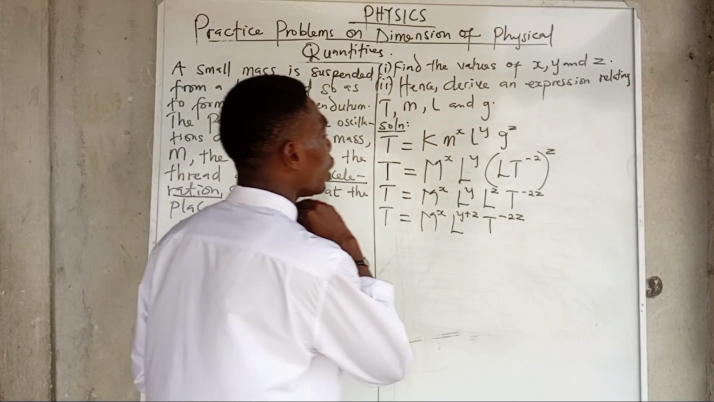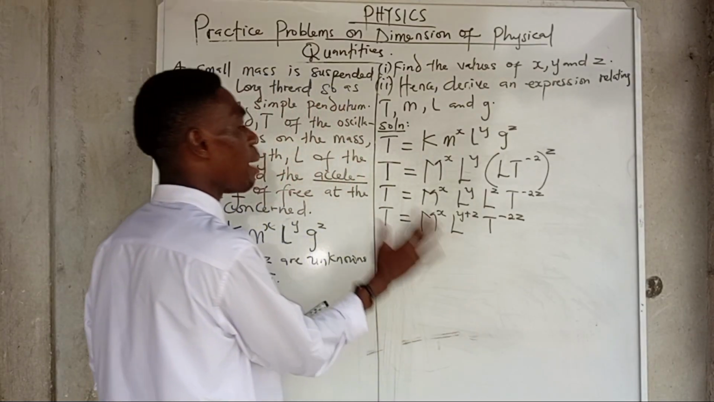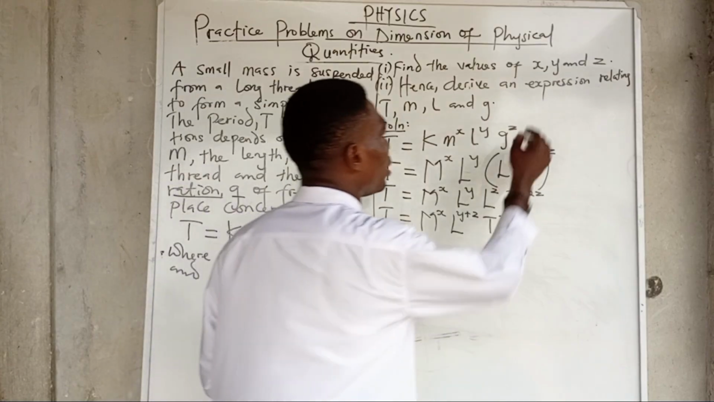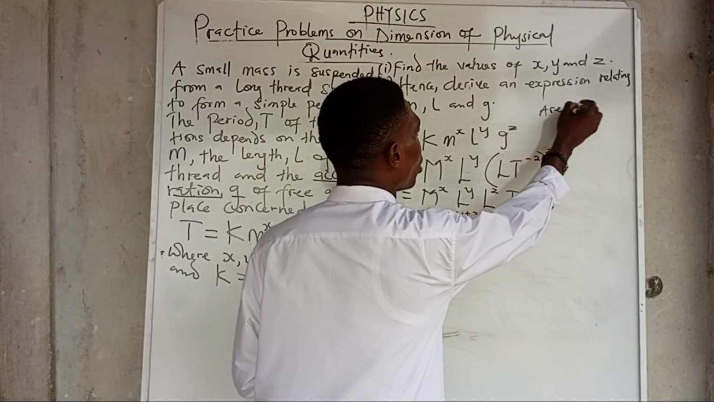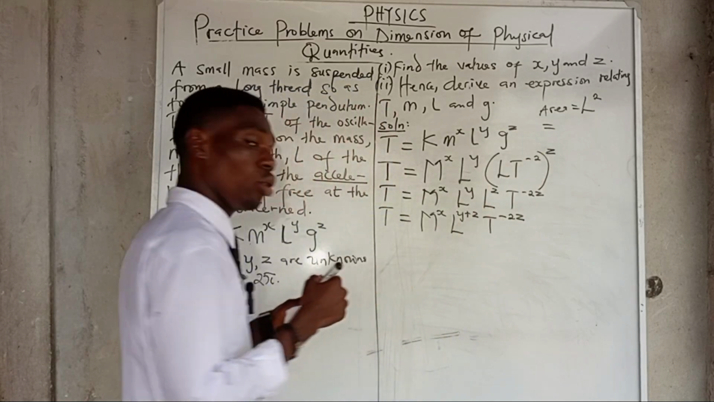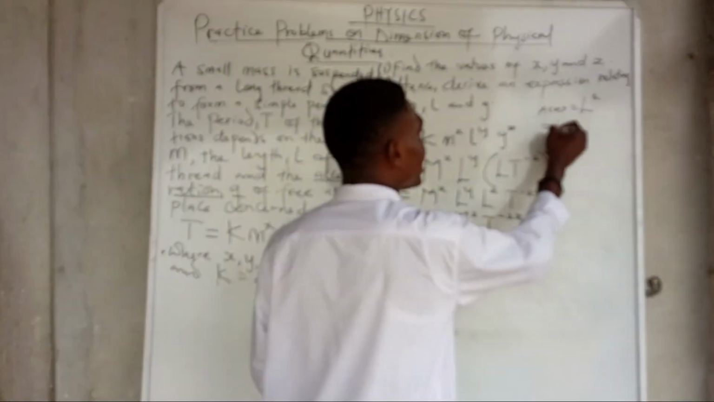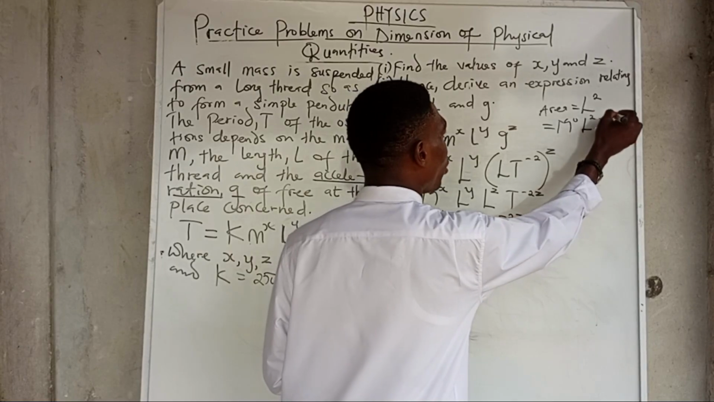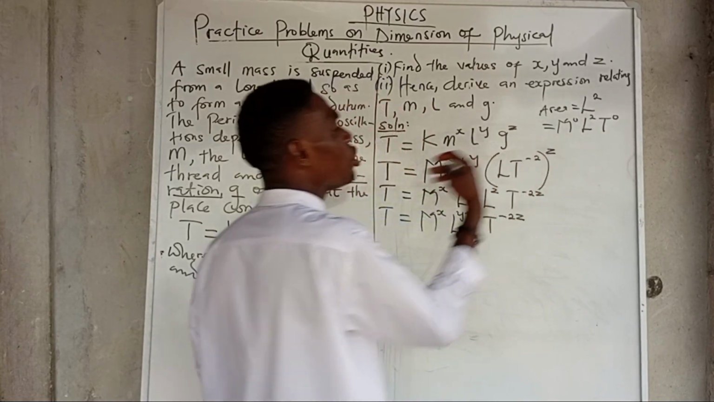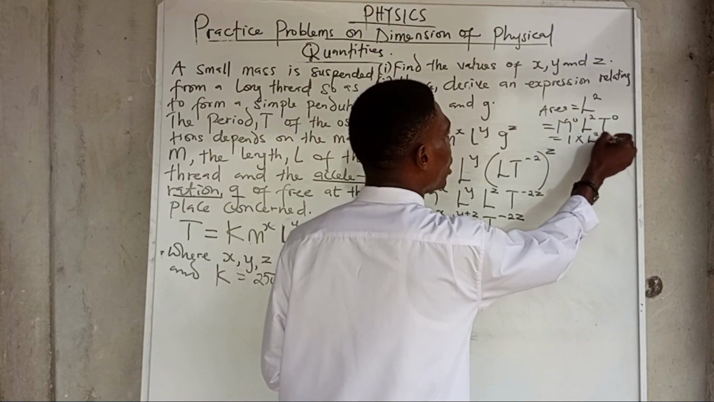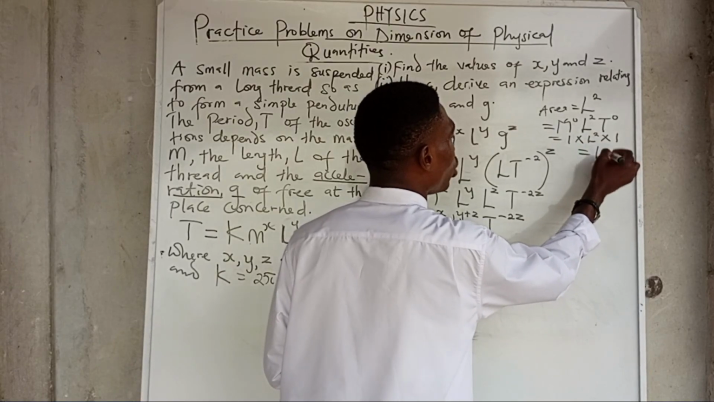Now at this point, what I have to do is to ensure that all the fundamental quantities that are on one side of the equation must appear on the other side of the equation. Remember in that first video I did, I gave that the dimension of area was l to the power of 2. However, I also said that if we want to include other fundamental quantities, we can write it as m to the power of 0, l to the power of 2, and t to the power of 0, because anything to the power of 0 is 1.